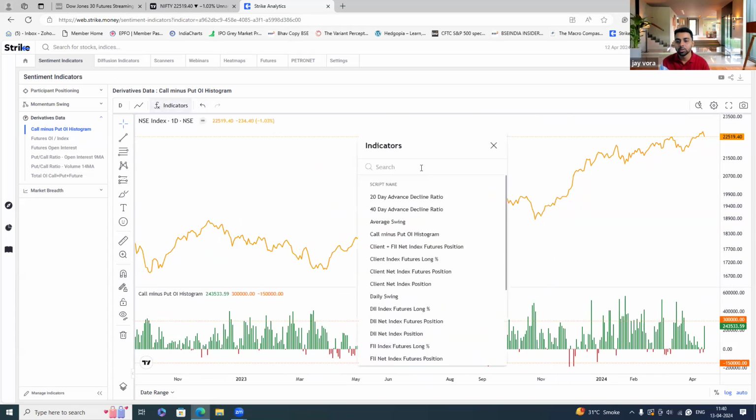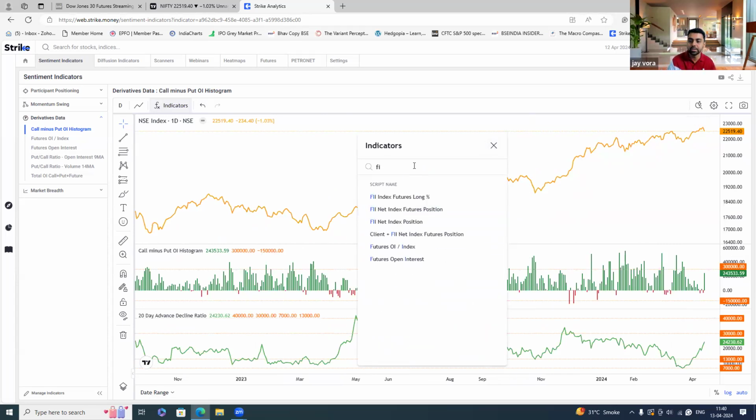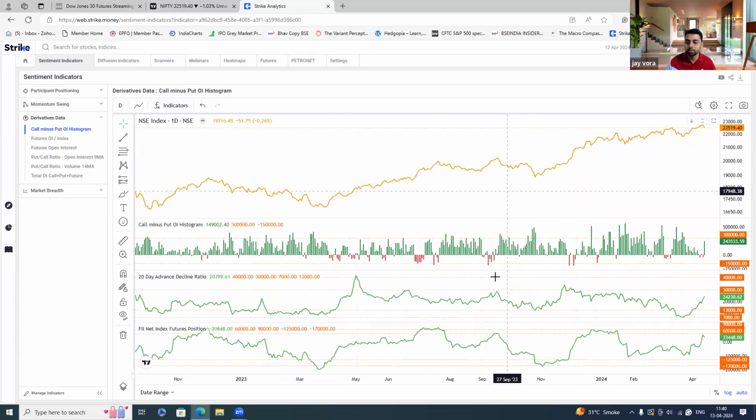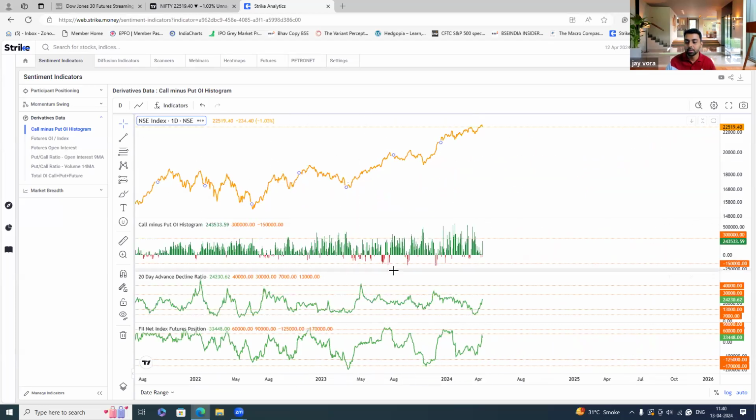But to answer your question, how do I do it? I click on the indicator button and I click whichever average I want to see. Like if I want to see FII's index net futures, then I type FIIs at the top and add it over here. So this is how you can look at multiple things at the same time.